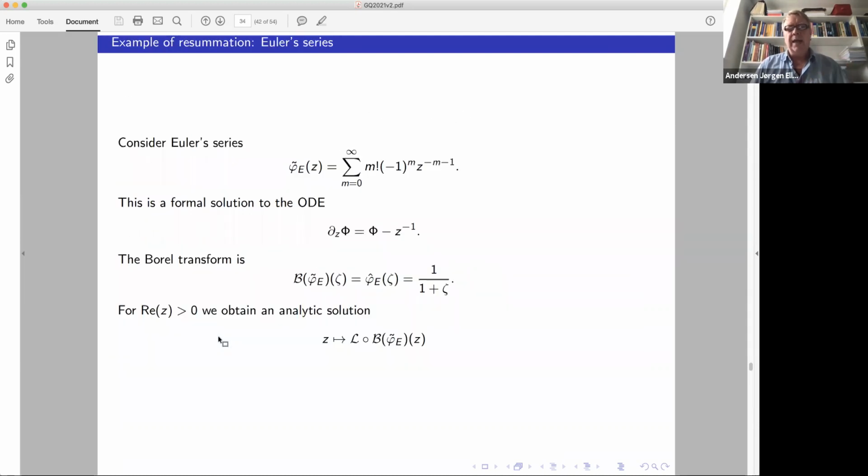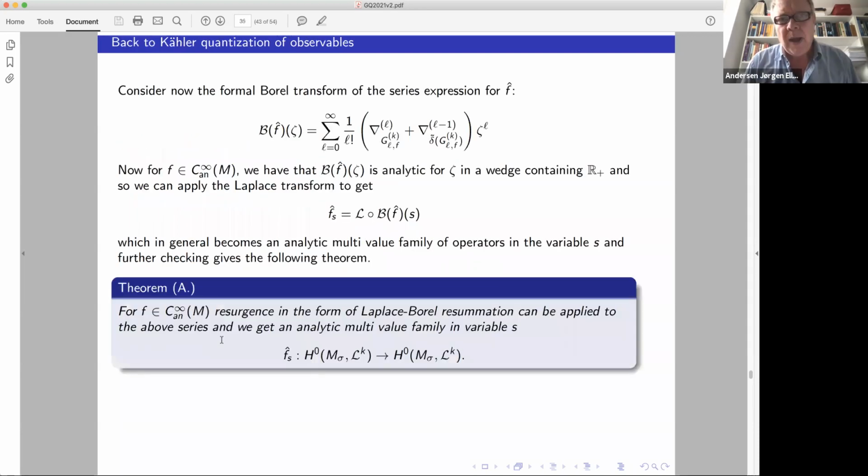And it actually solves. It's an analytic solution to the equation. So now let's apply this theory here. What I want to do is define the Borel transform to be this series here. And I said to you before that if I divide by L factorial, this is actually a nice convergent series, provided that F is real analytic.